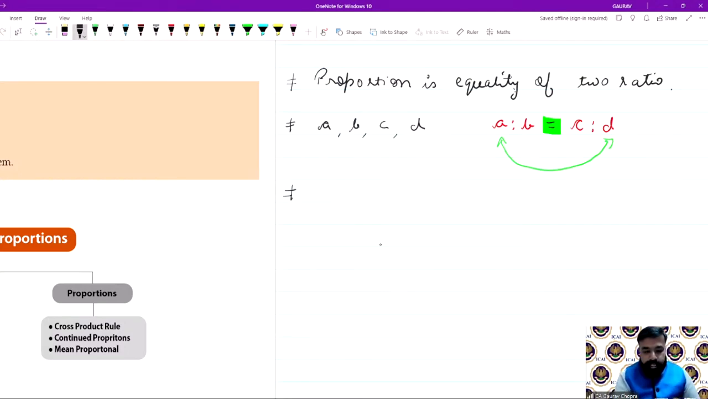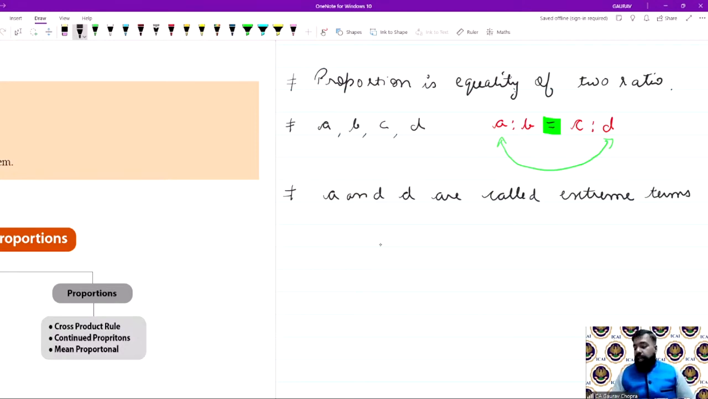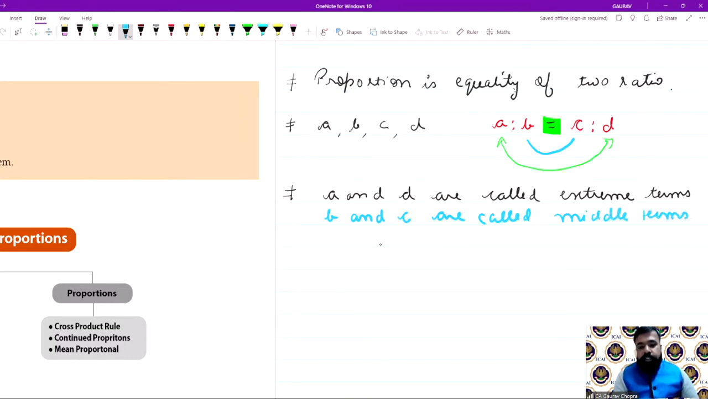We can write the next point: A and D are called extreme terms because they are lying on extreme points. Whereas B and C are lying in the middle. B and C are called middle terms. All right. Now, we can do the cross product.